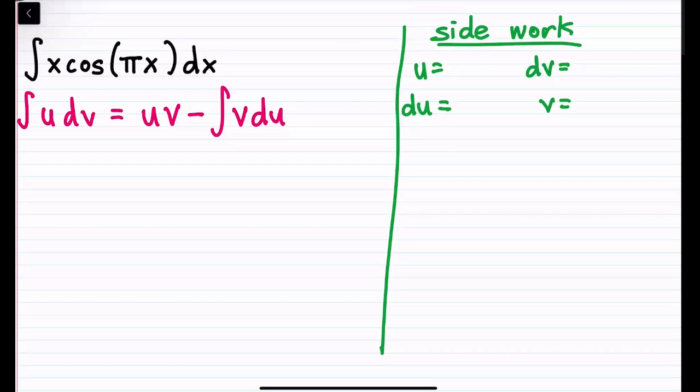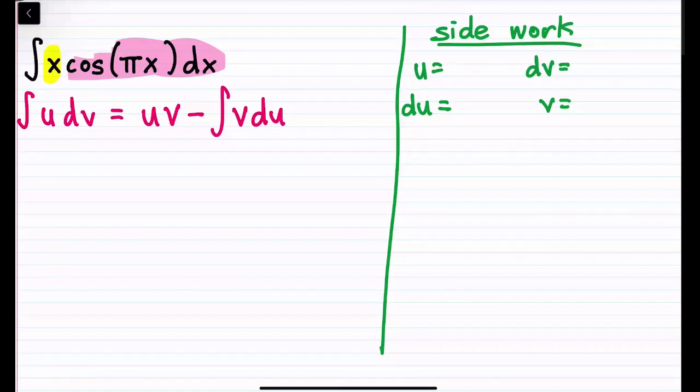In this example here, we will be using integration by parts using the known rule for cosine and sine. So in this function here, we know that we need to use integration by parts because we have the integral of x times cosine of pi x dx.